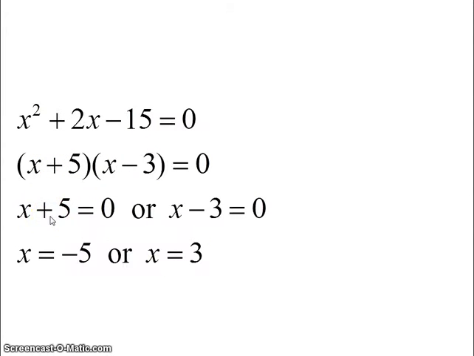Either x plus 5 is equal to 0 or x minus 3 is equal to 0, and then we easily solve those two to get our values of x equals -5 or x equals 3. So this is not the answer. These are just the values of x that will give us a zero denominator. So these are the values that we have to throw out of our domain in order to have a function.